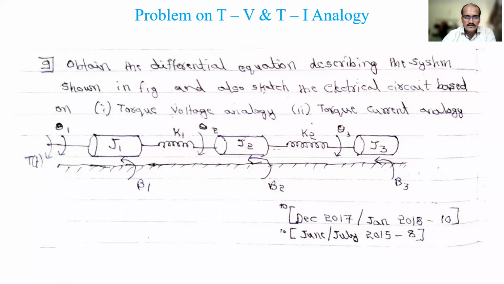So J1 is there, J2 is there, and then J3 is there. Between J1 and J2, K1 is there, and between J2 and J3, K2 is there. And for each inertia element there is a friction B1, B2, B3. So this is the question. All of these are asked in university question papers, so that is why I chose this one to solve.